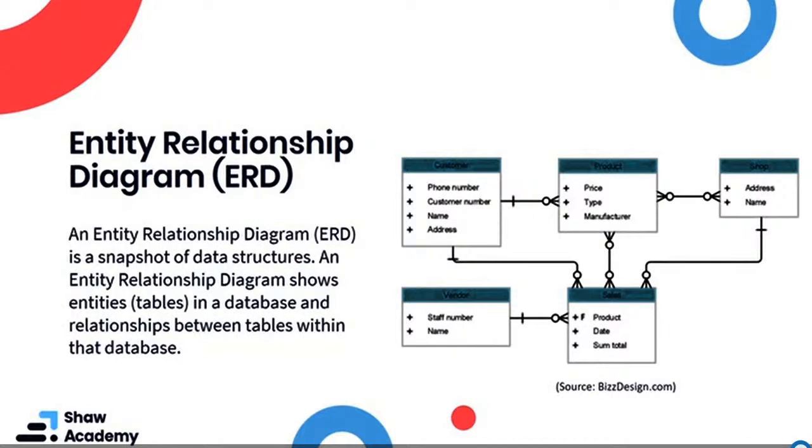Remember these blocks that we have over here? These are called entities or tables. In the customer table, for example, we capture information like phone number, customer number, name, and address. In our sales table, for example, we can immediately see we've got a foreign key called product. We've got a date type of data in this table, as well as the sum total.